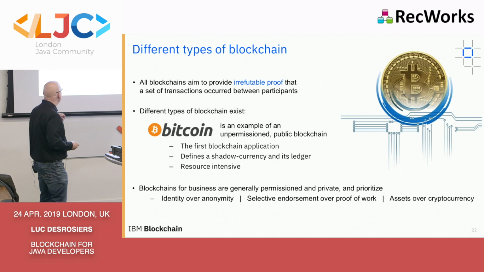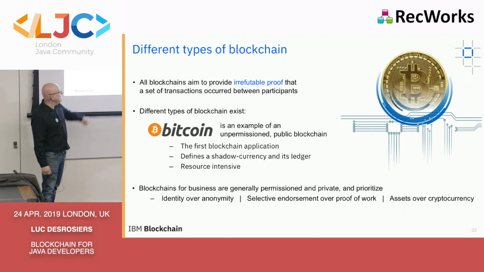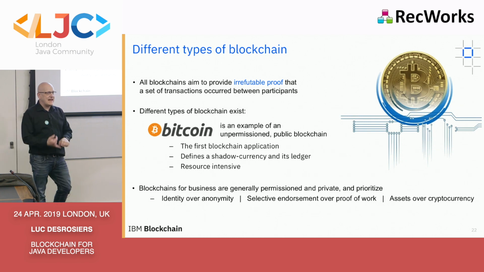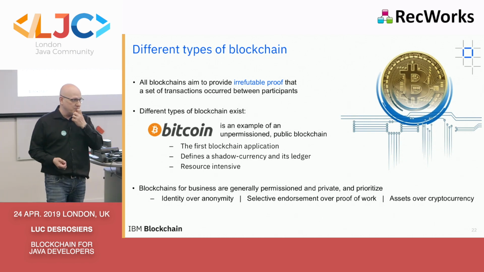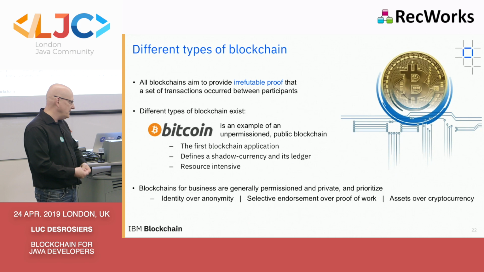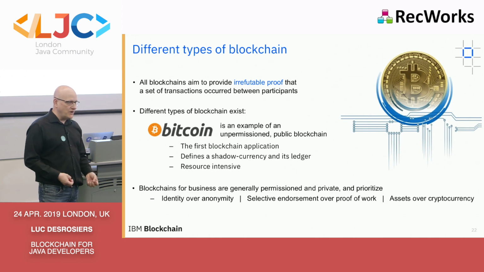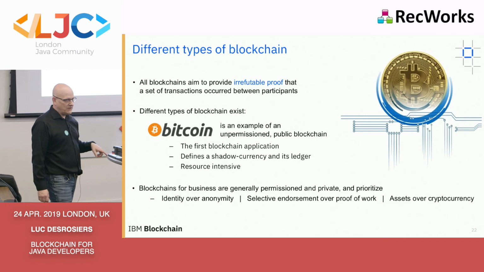So essentially, blockchain for business, I would say, is all about these three points below. It's identity over anonymity. It's selective endorsement. It's essentially the ability to have businesses endorse transactions and agree that they should be part of the blockchain through the execution of a smart contract that's been pre-agreed on. It's the concept of asset over cryptocurrency.